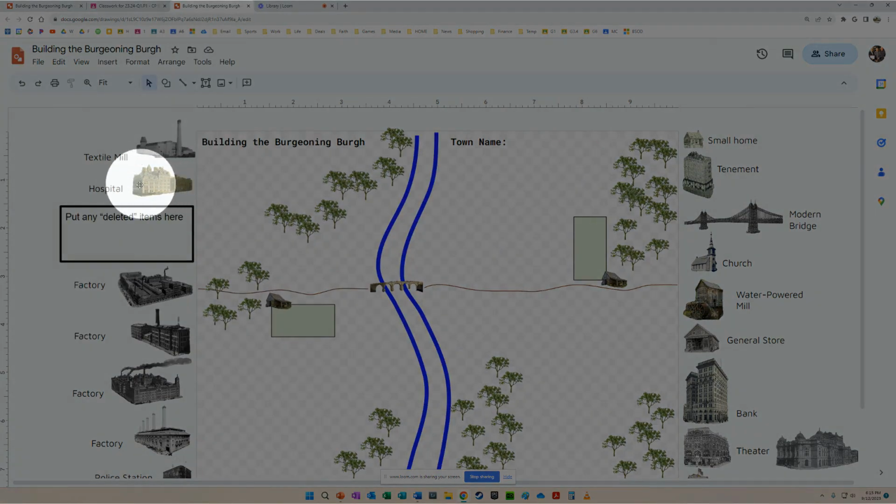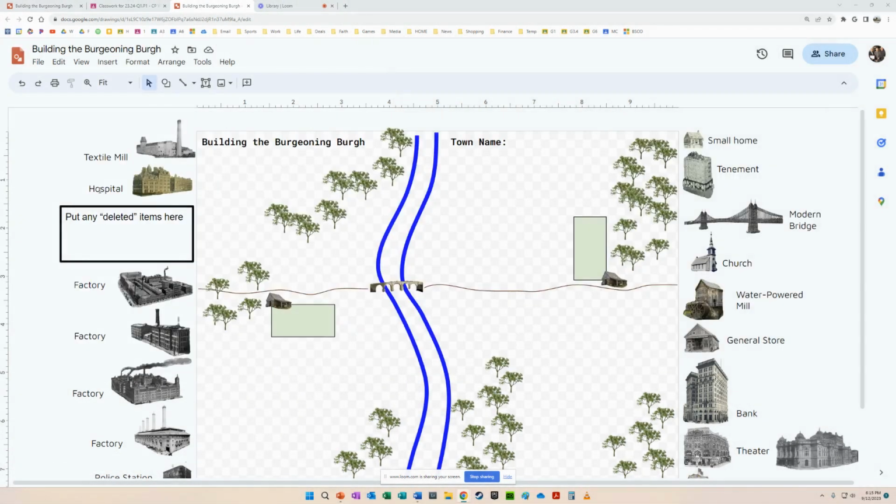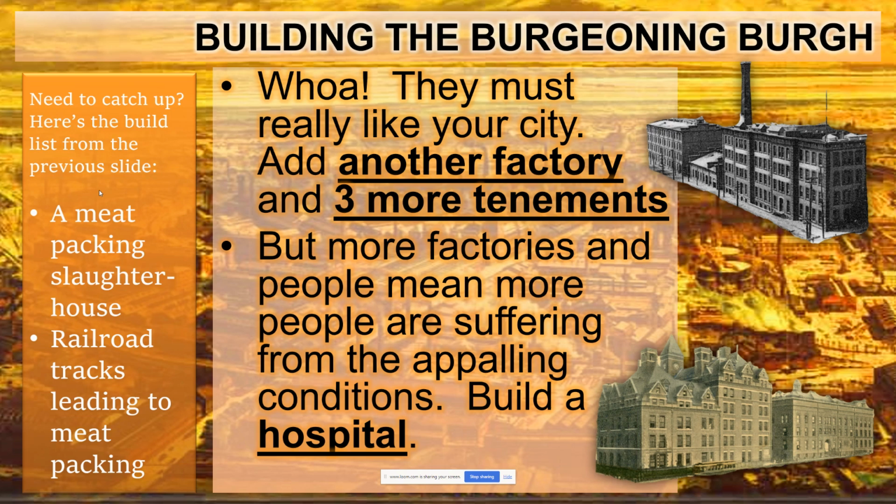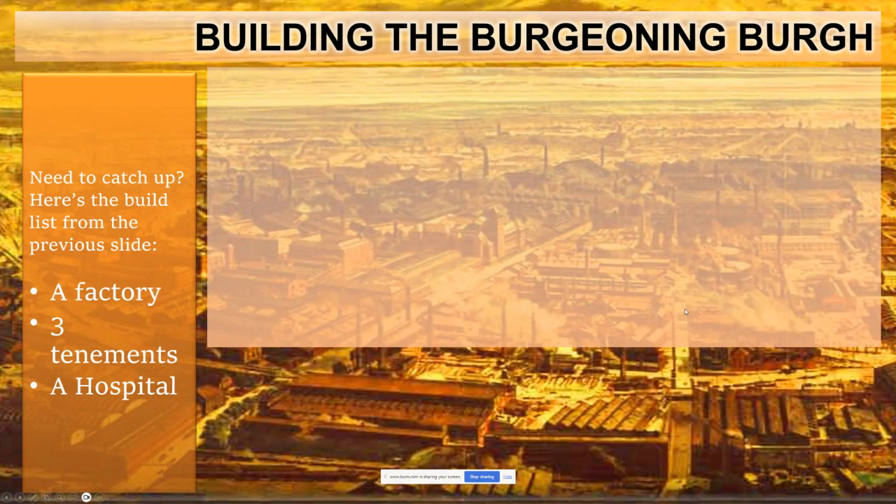Right by the deleted items and under the textile mill, and go and place that wherever you would like. But again, another factory, and 3 more tenement buildings. Just go and squeeze them in wherever you can. If things are feeling real compact and tight, well, that's just the way it is. So go ahead and add another factory, 3 tenements, and a hospital, which is on the top left-hand side here.